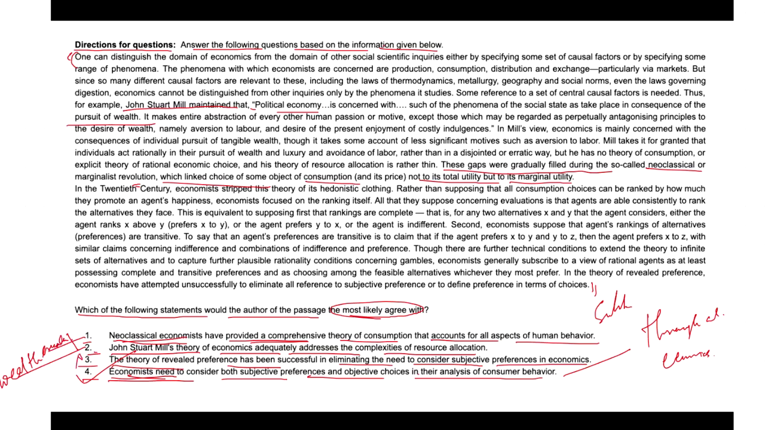Option 3, the theory of revealed preference has been successful in eliminating the need to consider subjective preference in economics. The statement of option 3 is factually incorrect, right? Subjective preferences are still in practice. So that is why option 3 also cannot be taken as the answer. Option 4 is appropriate, as per the ideas which we draw, the most likely statement that the author would agree with. Hence, the answer choice should be option 4.